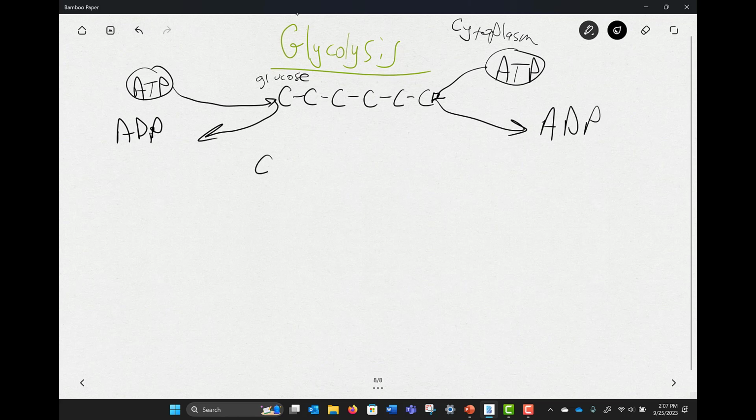We now have a 6-carbon chain with a phosphate on each end of it. ATP, phosphorylated glucose on one side, ATP, phosphorylated glucose on the other side. We now have glucose with 2 phosphates stuck to it. And we have 2 molecules of ADP, adenosine diphosphate. What type of phosphorylation is that? Well, we moved phosphate from one molecule onto another molecule.